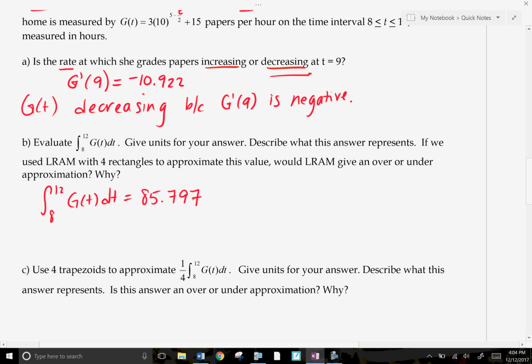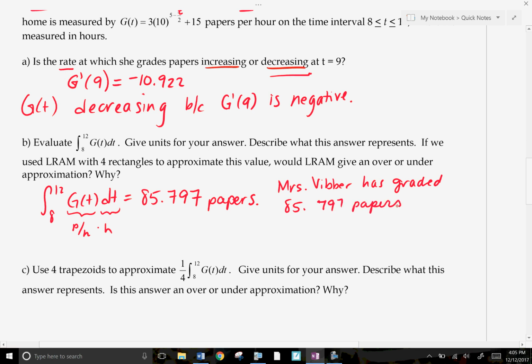Give units for my answer. Okay, so when I integrate, I'm technically doing area. G of t is measured in papers per hour, and time is measured in hours, so this is really just papers. Mrs. Vibber, talking about myself in the third person, has graded 85.797 papers on the interval from 8 to 12.